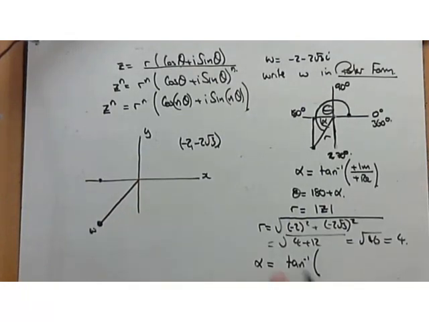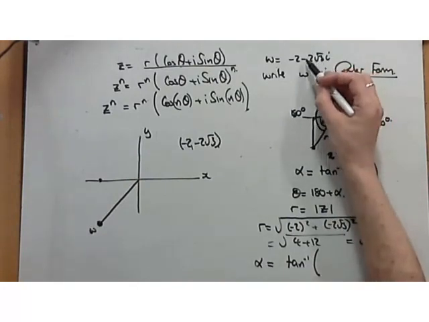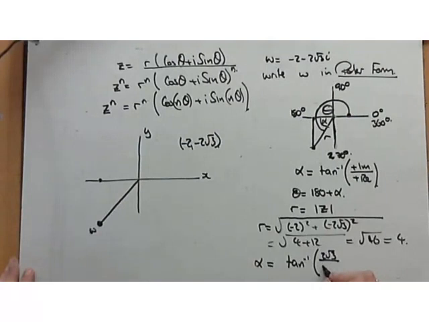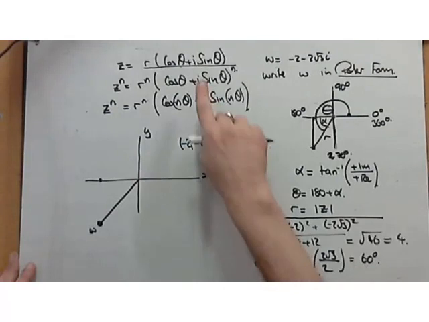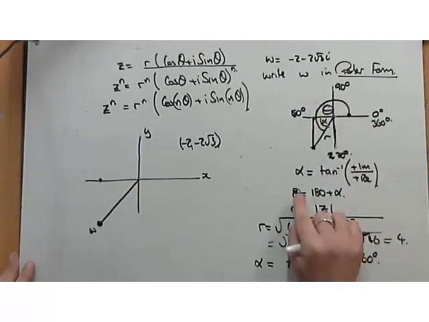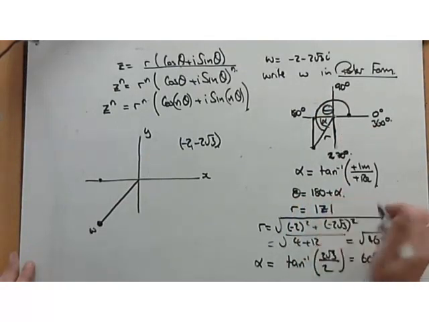Coming back here, we have to get alpha now, and alpha is the inverse tan of plus imaginary over plus real. So if it's minus, you make it plus, and if it's plus, you leave it plus. So that's 2 root 3 over 2, the inverse tan of root 3, which is 60 degrees. So that's my alpha, but I don't want alpha. My complex number is in theta. From my picture, I know that theta is 180 plus alpha, which is 180 plus 60, and that is 240 degrees.